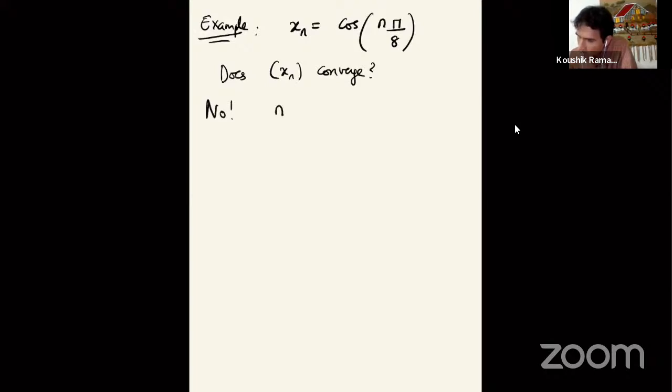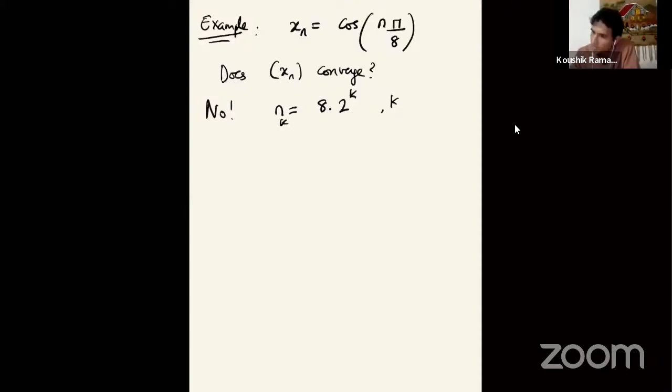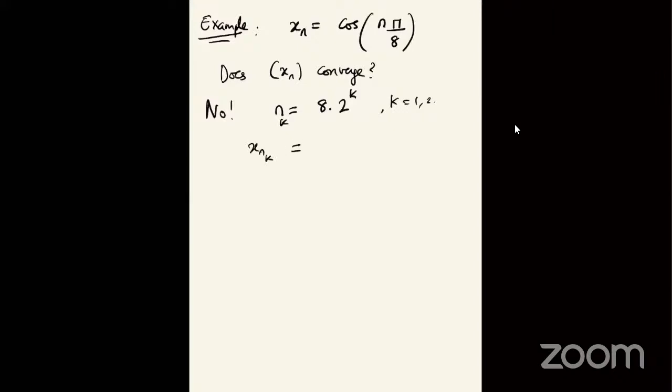Why? Because if you want to kill the 8 in the denominator first, you take n to be a multiple of 8. For instance, you take 8 times powers of 2. So n_k is 8 times 2 to the k, for k equal to 1, 2, 3, and so on. What is the value of x_{n_k} then? That's the constant sequence 1. Yes, the 8 cancels and it is cosine of 2^k pi. So all even multiples of pi: cosine of 2 pi, cosine 4 pi, and so on. All these are 1.